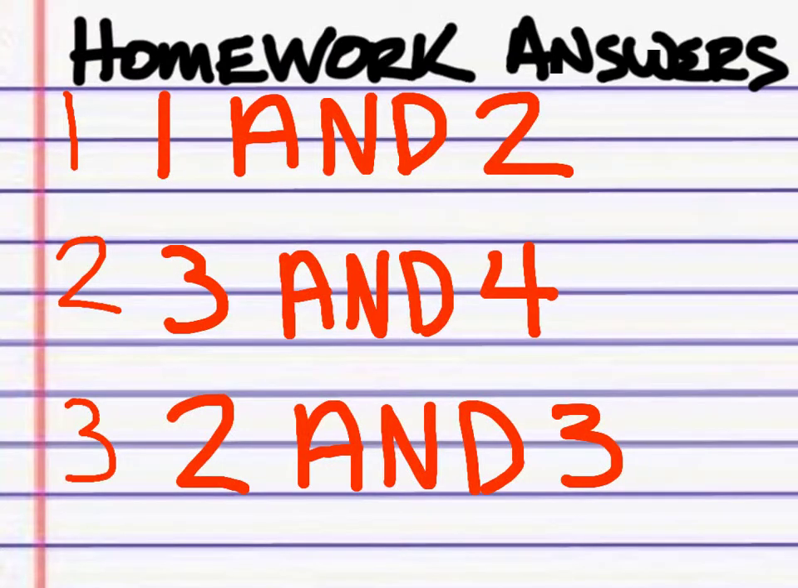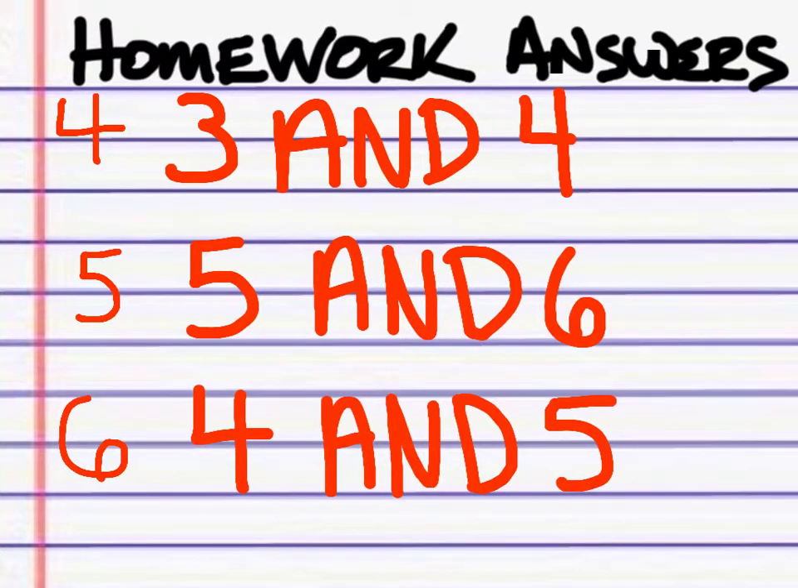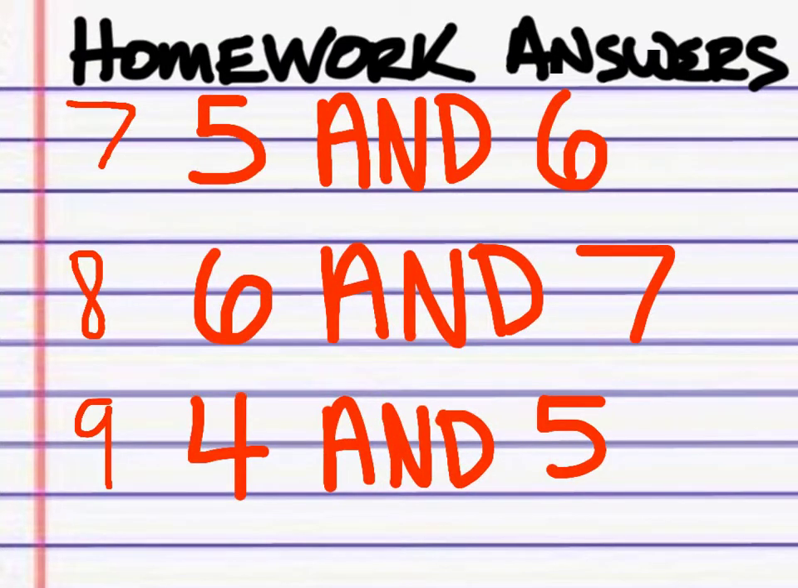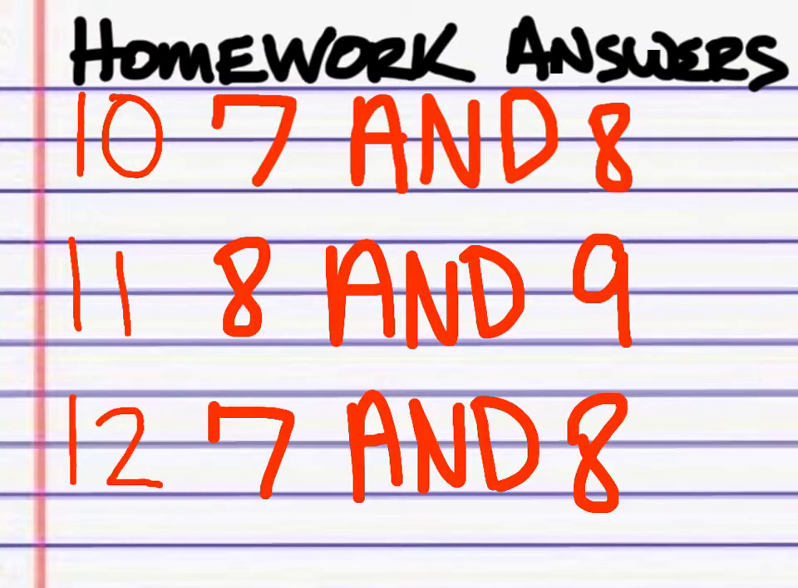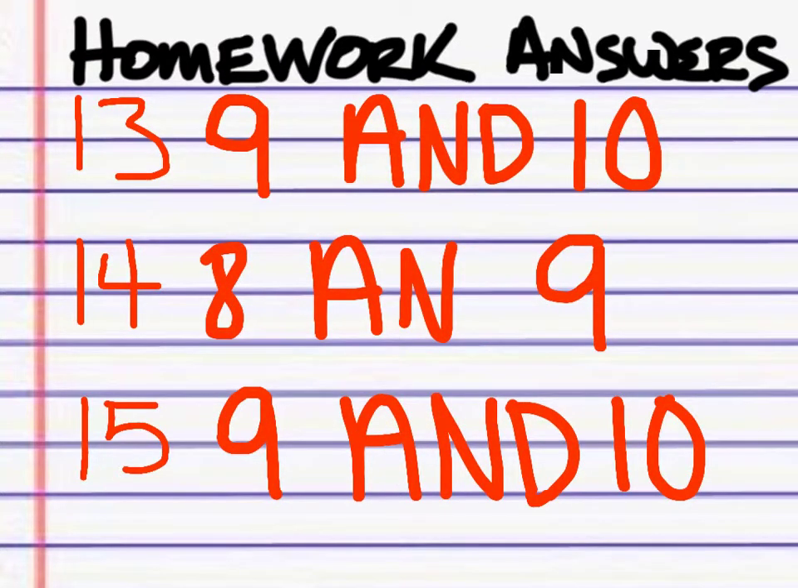Okay, answers for 1 through 3 are 1 and 2, 3 and 4, and 2 and 3. Answers for 4 through 6 are 3 and 4, 5 and 6, and 4 and 5. Okay, answers are 5 and 6, 6 and 7, and 4 and 5. Okay, answers are 7 and 8, 8 and 9, and 7 and 8. Okay, answers are 9 and 10, 8 and 9, and 9 and 10.